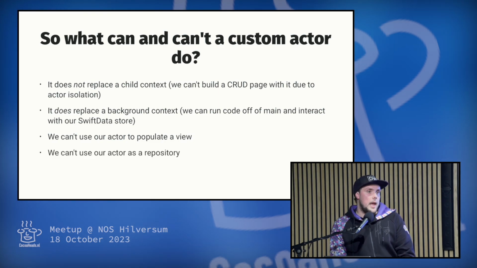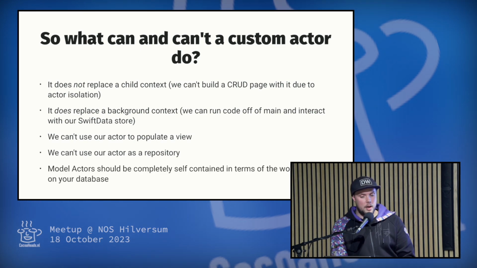So that also means we can't use this actor as a repository. You might want to have something sitting in front of your database where you call functions, it returns results. We shouldn't be using our actor that way. So model actors should be completely self-contained in terms of the work that they do, right? So if you want to build something that synchronizes your local Swift data store with a remote backend endpoint, your actor should receive your networking layer, make the API calls, insert your data, etc. Or you can pass it the data you want to insert, whichever you would prefer.